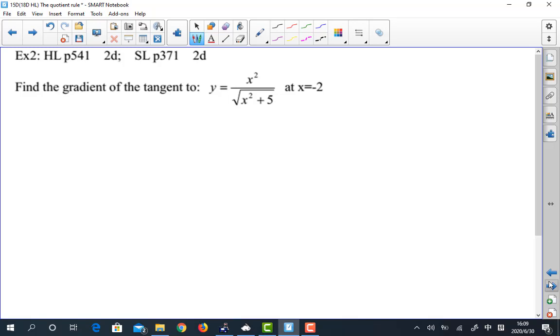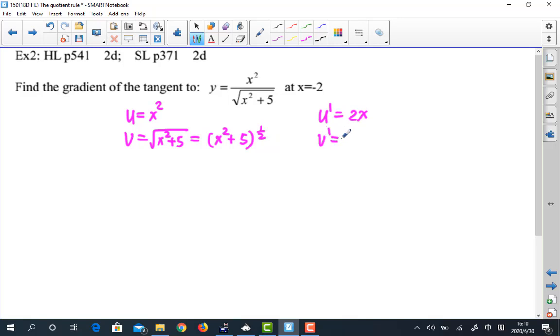Let's continue to practice the quotient rule. In example 2, find the gradient of the tangent to this function at a particular x value. So we need to find the derivative function. This is a quotient form. So u is x squared, v is the square root of x squared plus 5. Let's change this one to the power form right away. So u prime should be 2x.